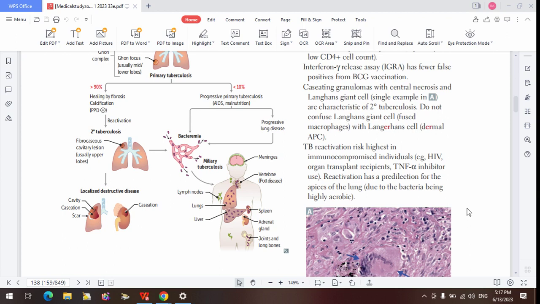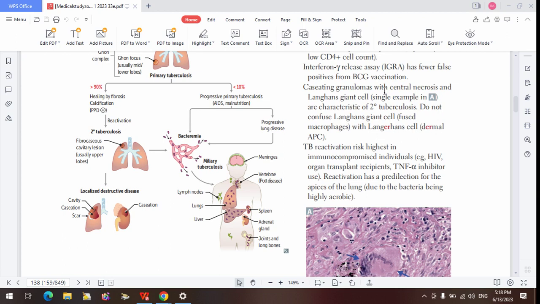Now, we are saying that there are some conditions that can cause a false positive. Example, someone that has a BCG vaccination. You know that someone that has a BCG vaccination, you have already introduced the tuberculosis antigen to those persons too, but it is just the inactivated form.